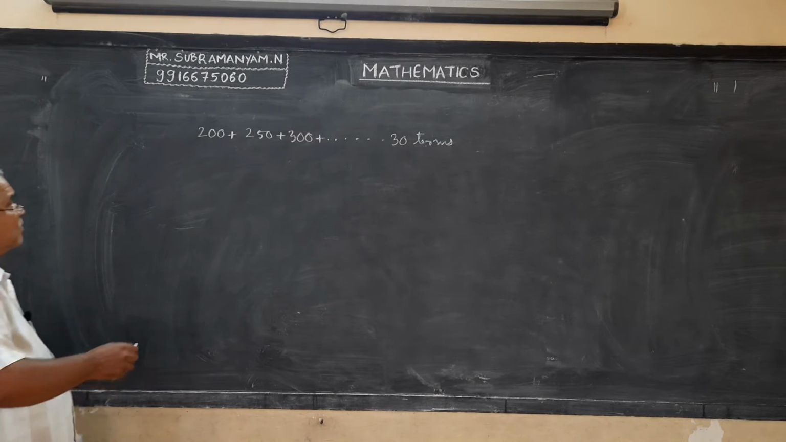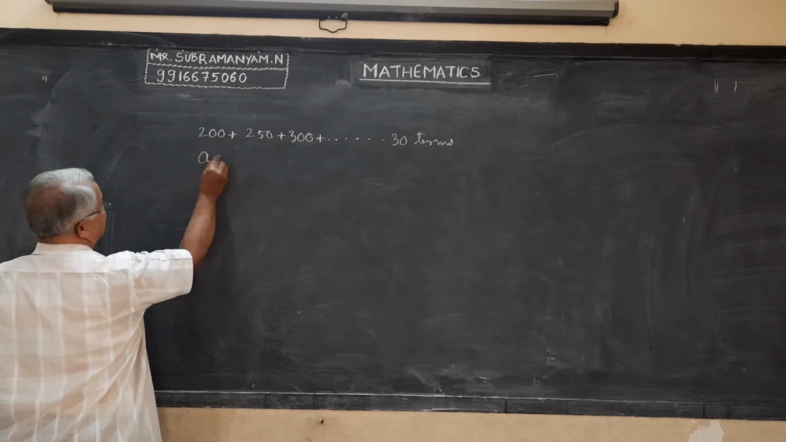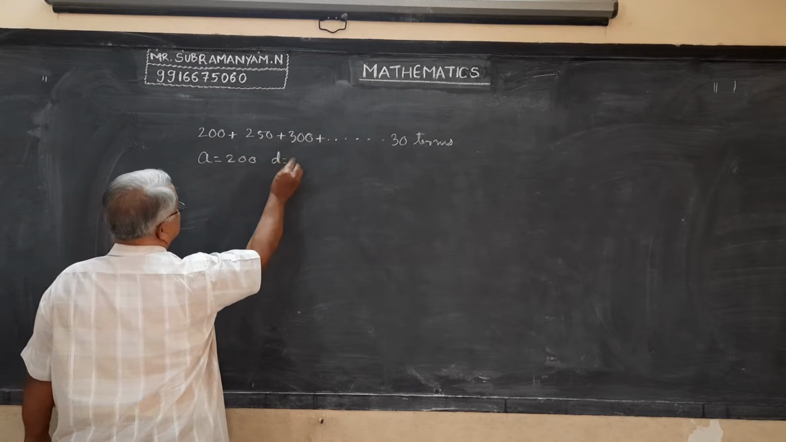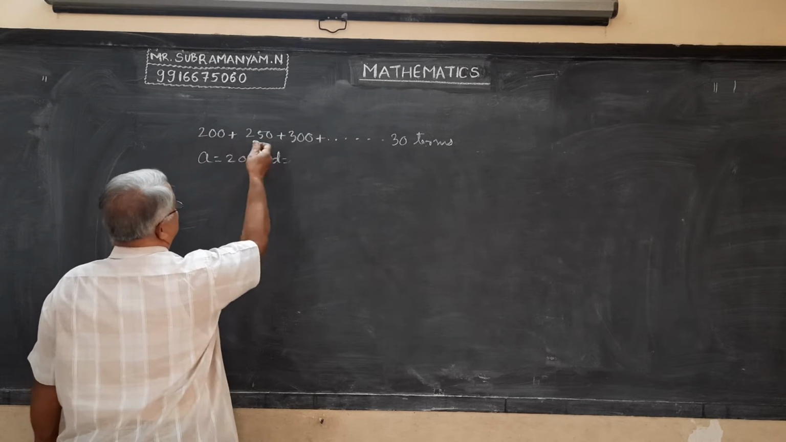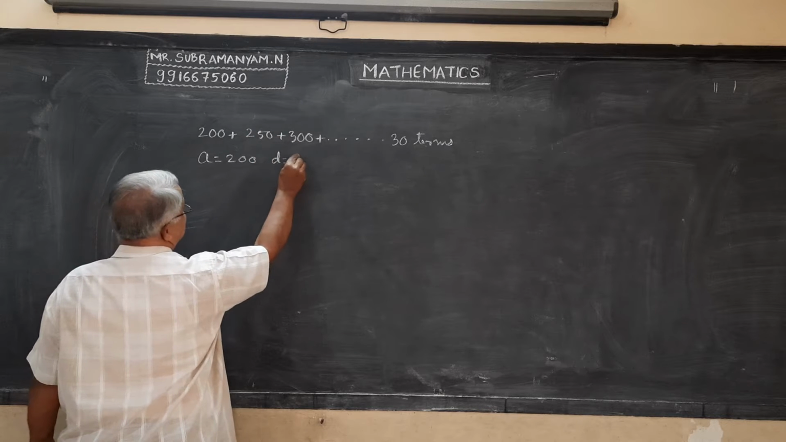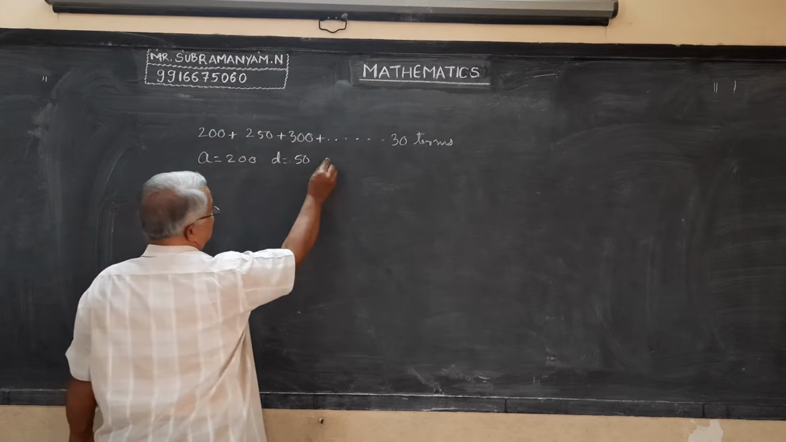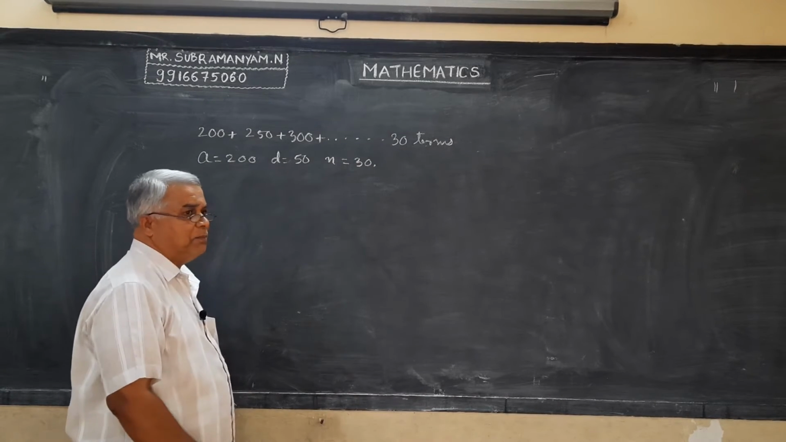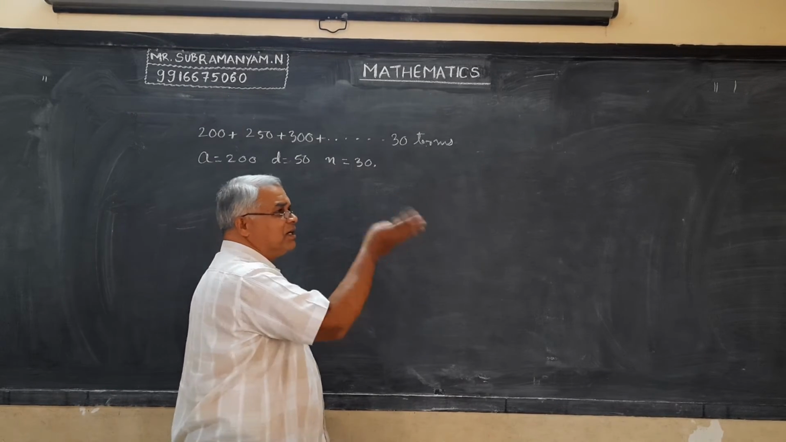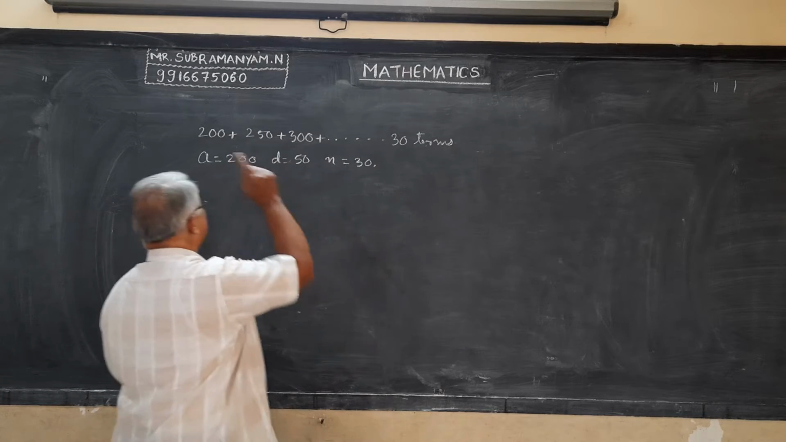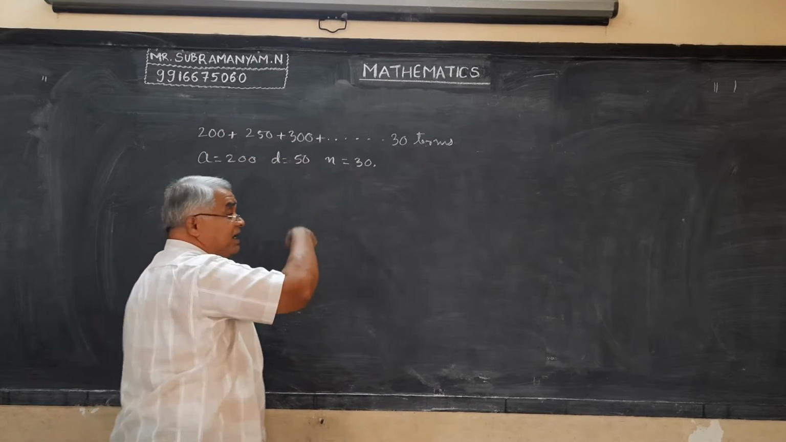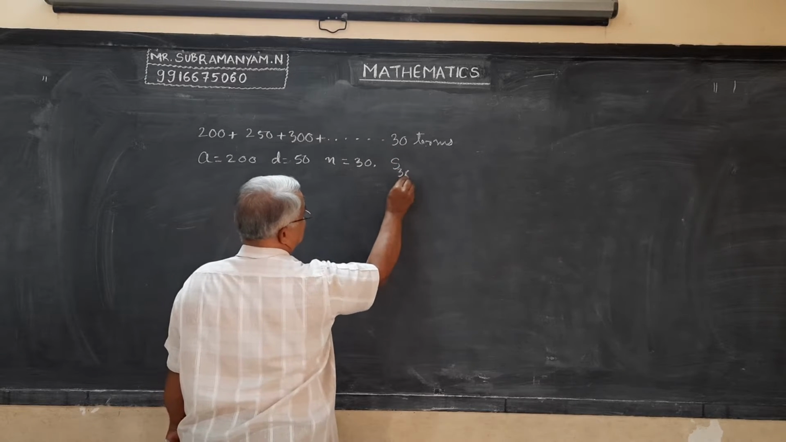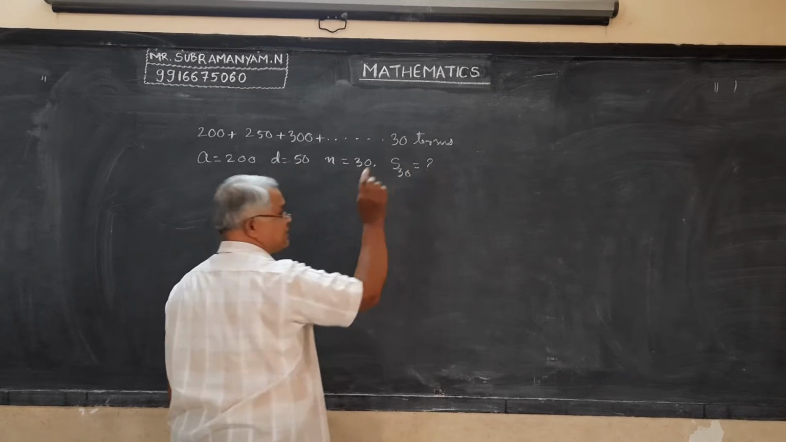Okay. Now, the A value is 200. The D value is 250 minus 200, or 300 minus 250, that is, D value is 50. So, N value equal to 30. Now, suppose he doesn't complete the work in 30 days, how much money he has to pay? 200 rupees plus 250 plus 300, like that for 30 days. That is called S30, the sum of 30 terms. We have to calculate it.